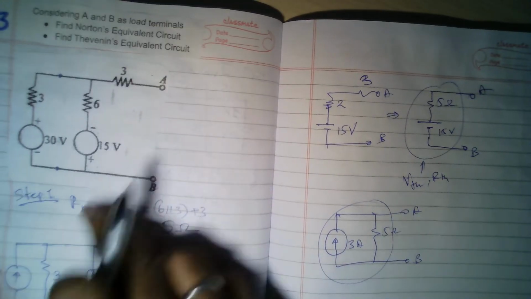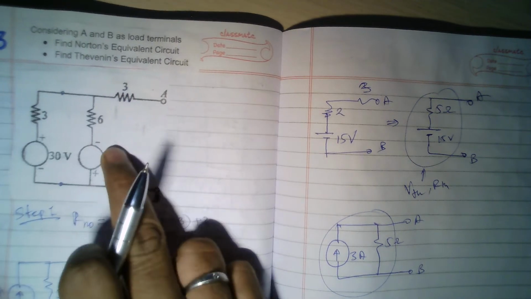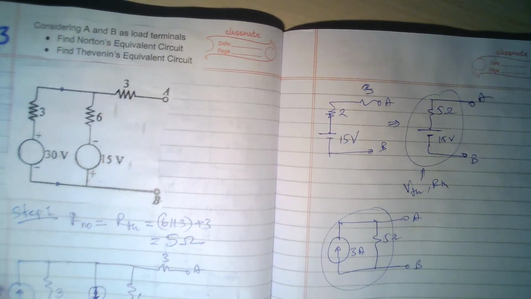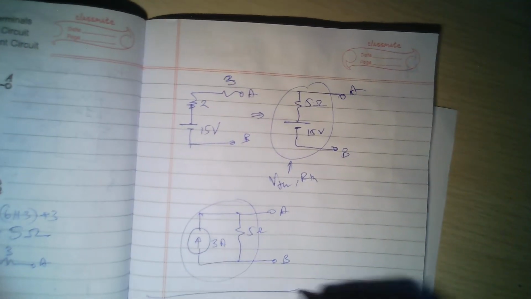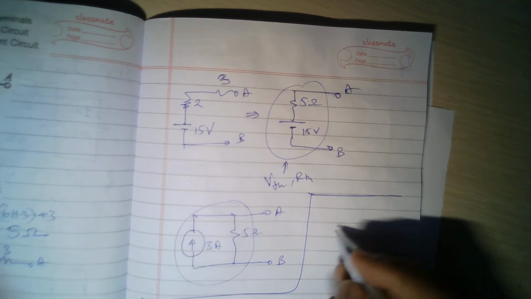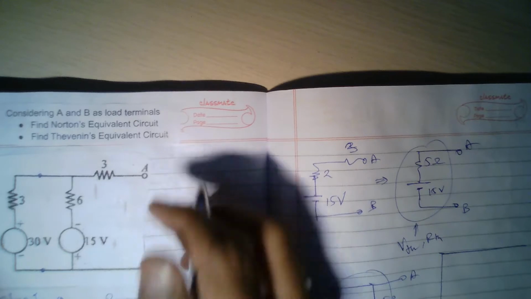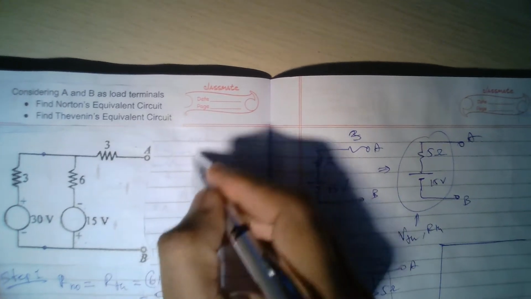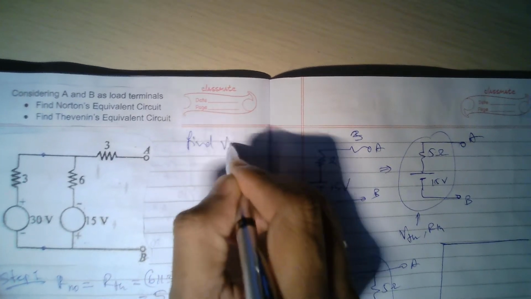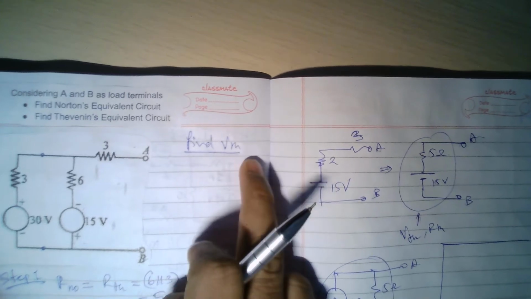So Thevenin's voltage I will find out. How do I find it? What will be the current in this loop? Let me draw that again. Okay, find VTH. So how to find VTH?